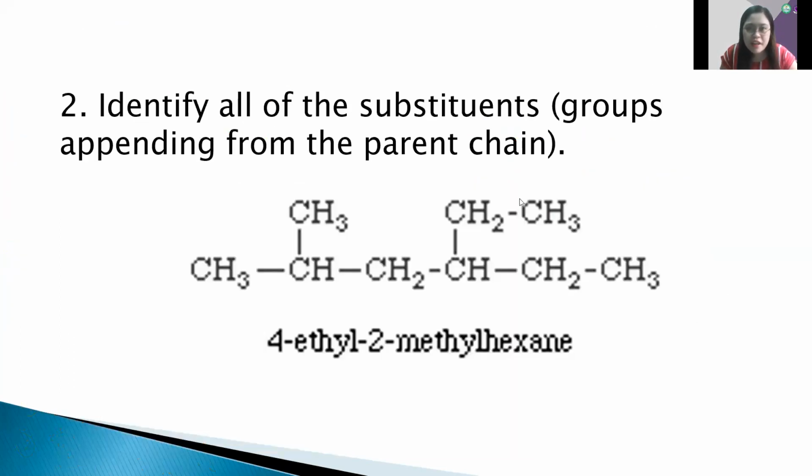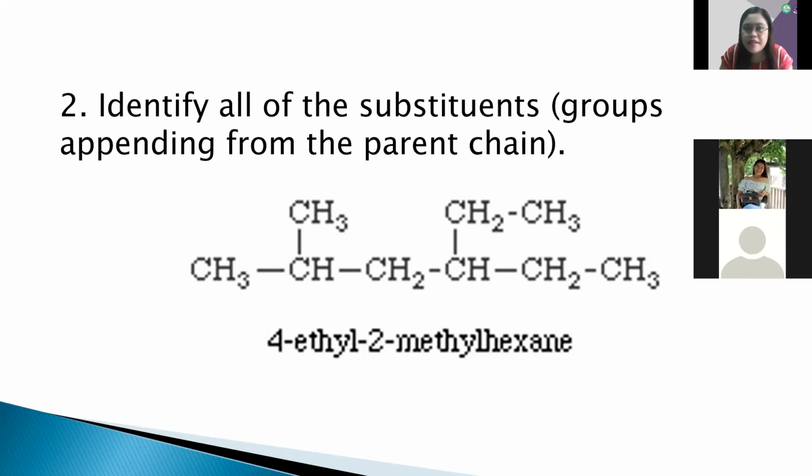So this one is another example. Though this is actually the number 2 na rule, pero sinabi ko na kasi siya kanina na i-identify lahat ng substituent. Pero this is another example ha. Though nakasulat na yung name niya, that is the correct name, 4-ethyl 2-methylhexane. Pero ipapakita ko sa inyo paano nakuha yung correct name na yan.